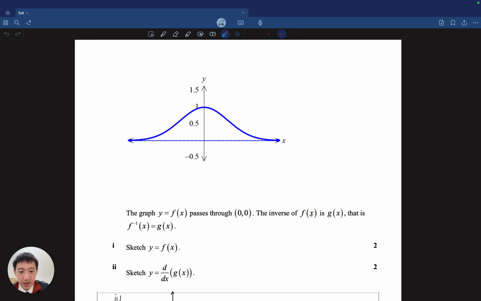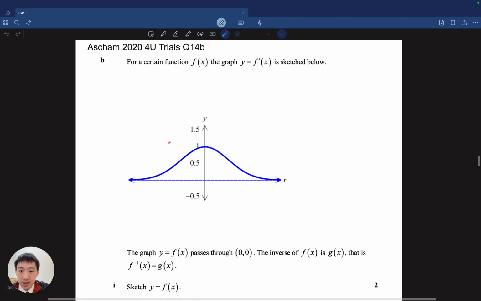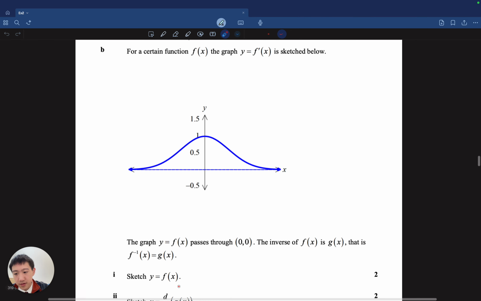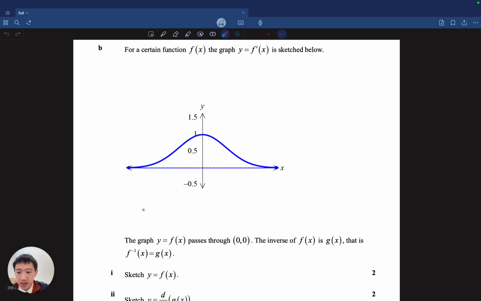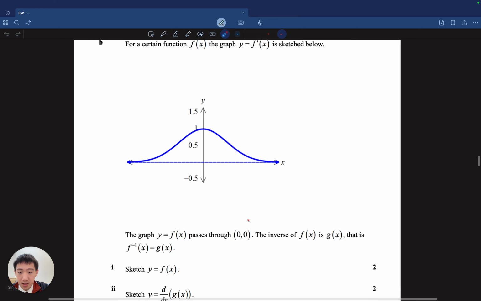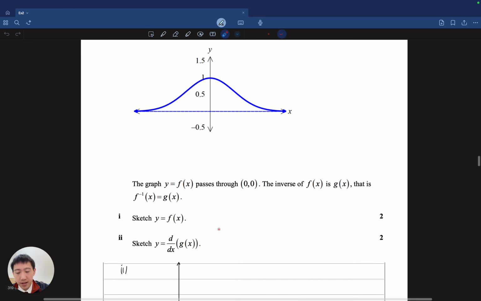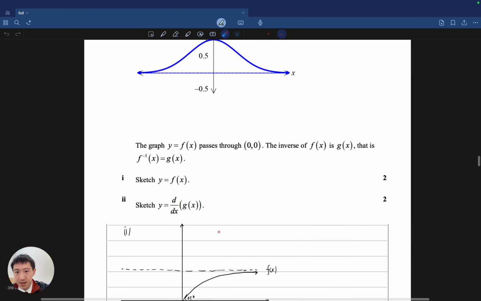The inverse of f(x) is g(x). The first part is to sketch y = f(x). We just need to integrate this function. However, if you don't know any anchor point, then it has a plus c term. But now it passes through (0, 0), right? Then you should have one graph that's certain.